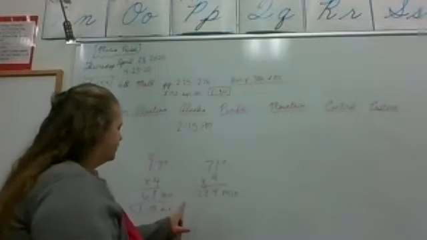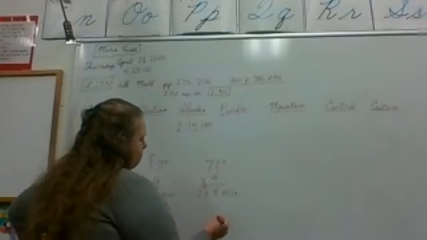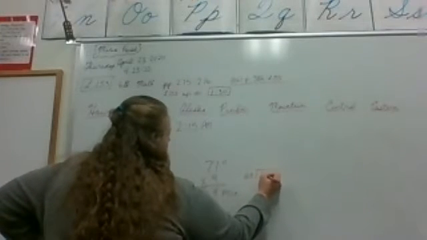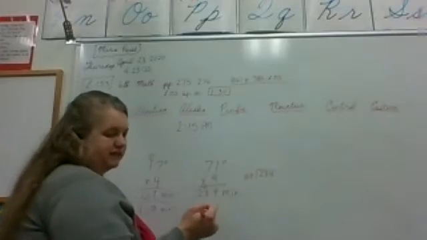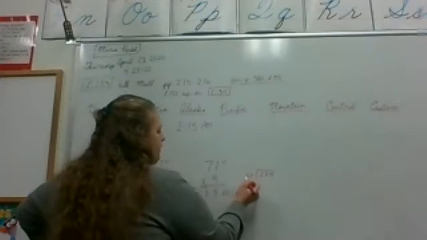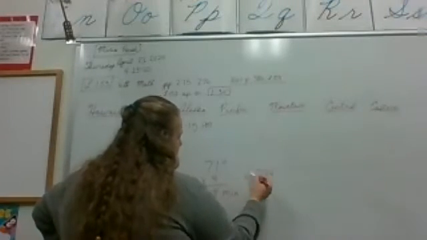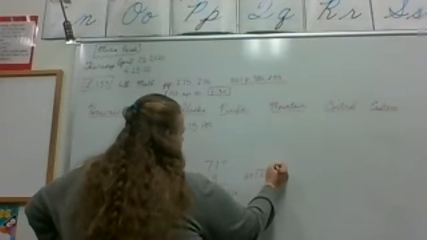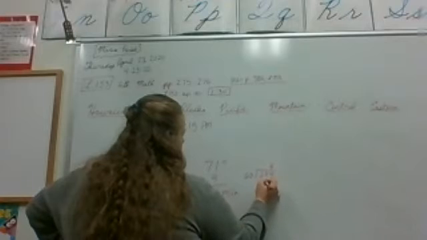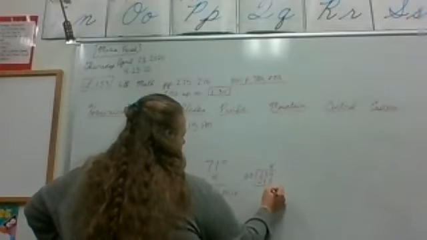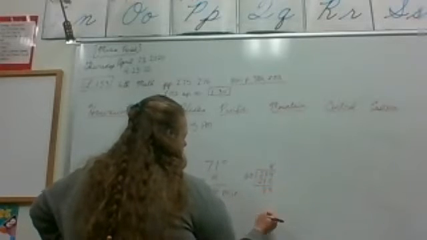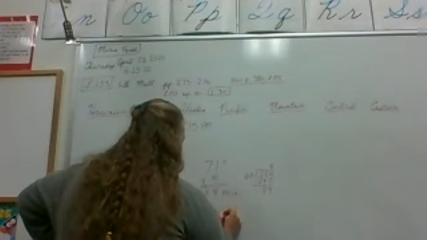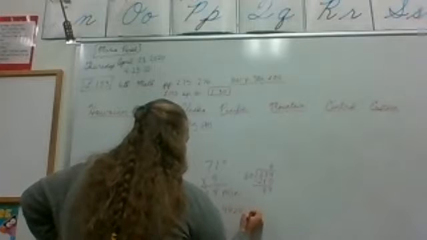This one's a little trickier to divide. We're going to divide it by 60 because there are 60 minutes in an hour. So let's see, 6 into 28 is going to go 4 times. Okay, so it's going to be 4 hours and 44 minutes, okay?